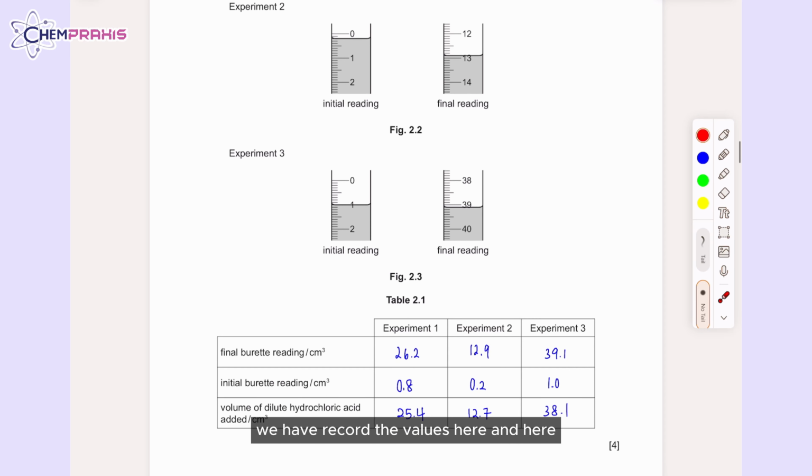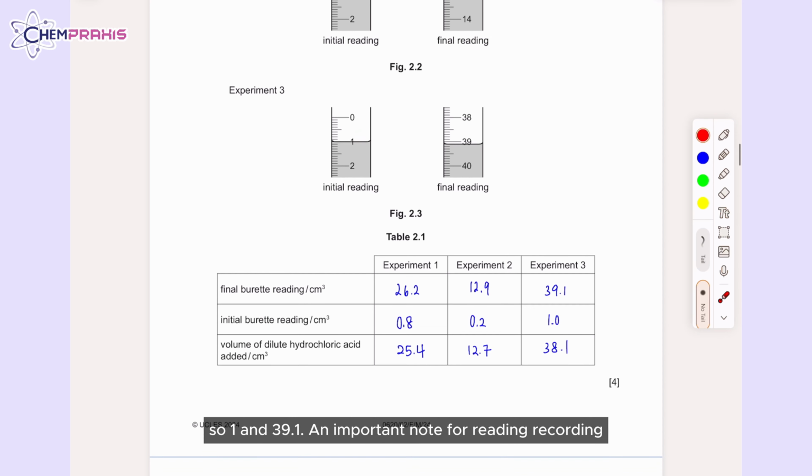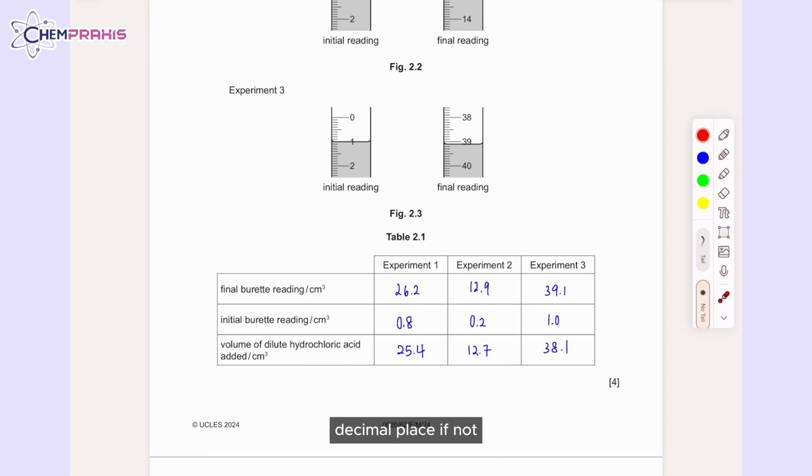We have recorded the values here and here. Then for experiment 2, this is 0.2 and this is 12.9, 0.2 and 12.9. While for experiment 3, this is 1 and this one is 39.1. So 1 and 39.1. An important note for recording readings, you need to make sure that they have the same decimal place. If not, we will deduct 1 mark.